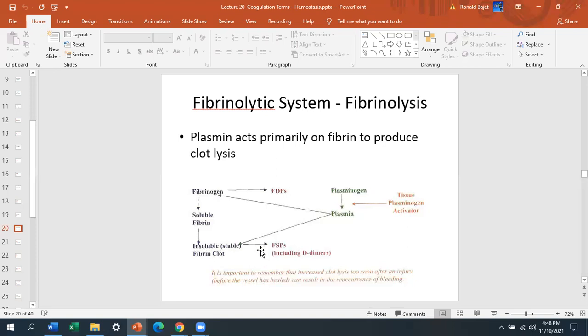with plasminogen acting on fibrin clot, then you will form fibrin split products. So here on fibrinogen, you create fibrin degradation products. And here on the insoluble fibrin clot, you're forming fibrin split products. And I'm going to go over this in more detail in the fibrinolysis lecture.